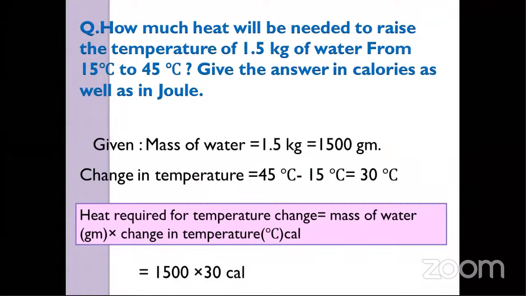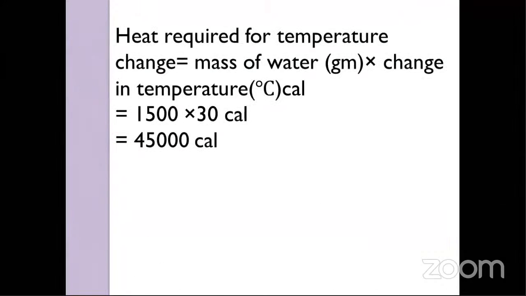See here, 1500 gram into 30 degree calories. Temperature is measured in calories. So heat required for temperature change is equal to mass of water into change in temperature. So it is equal to 1500 into 30. So we got the first answer, that is 45,000 calorie.